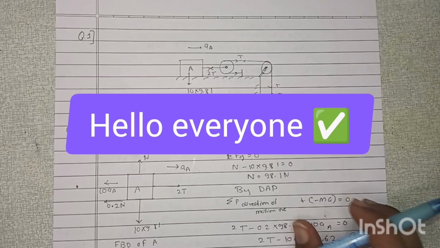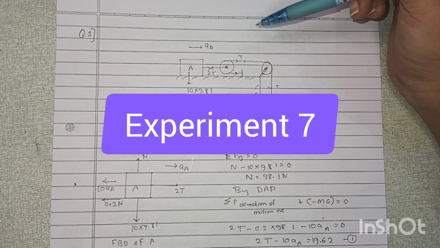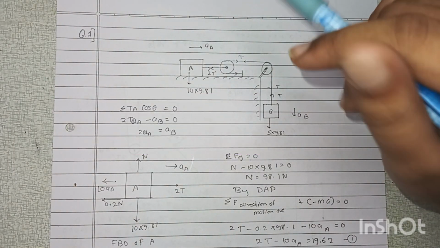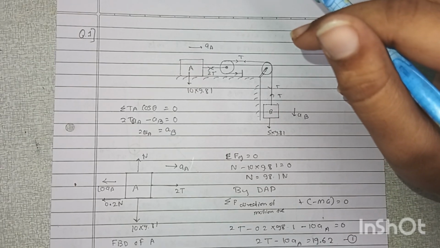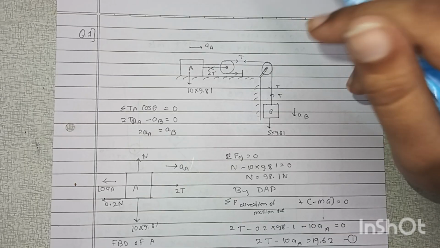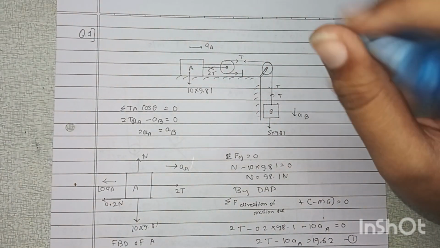So in this video we are going to see experiment 7 of your engineering mechanics, and all the problems are based on D'Alembert's principle. So what is D'Alembert's principle? It is nothing but Newton's second law, that is summation of F in the direction of motion plus minus ma is equal to 0.